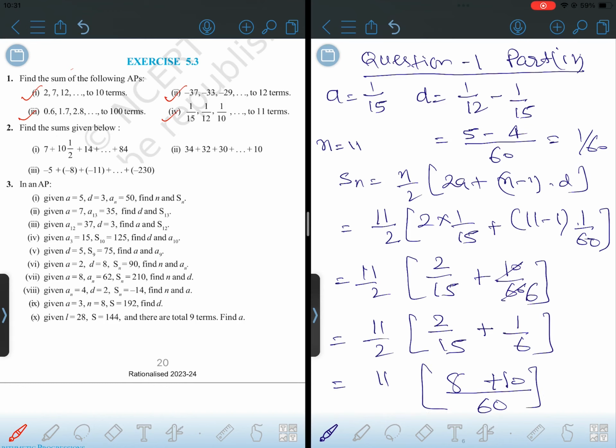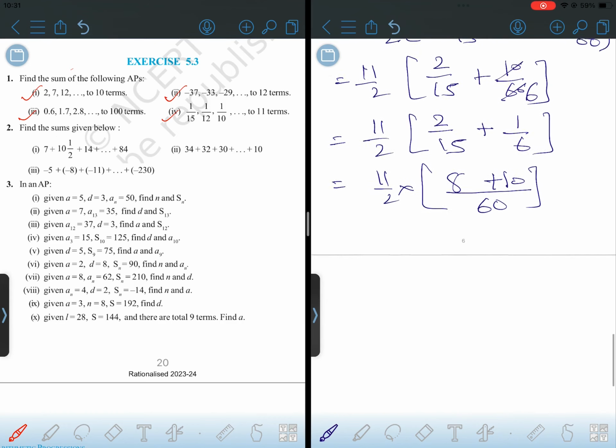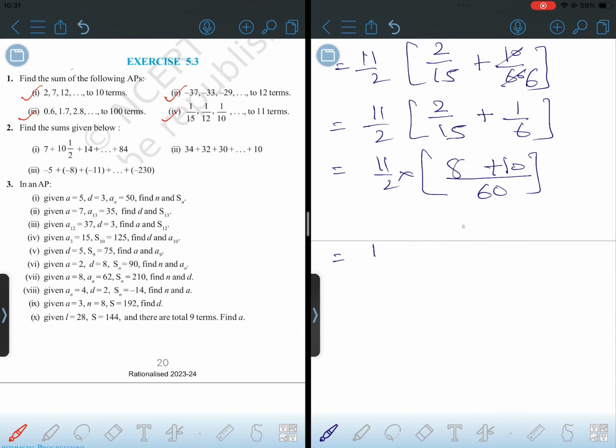11 upon 2. I hope you are aware how to get the LCM. I mean, the LCM can be 30 also, but I just took 60, because it won't impact our answer. So that is 11 upon 2 into 18 upon 60, and that gives you, 2 nines are 18, 3 threes are 9, 3 twos are 6, 20. That gives you 33 upon 20. This is the answer for your question.